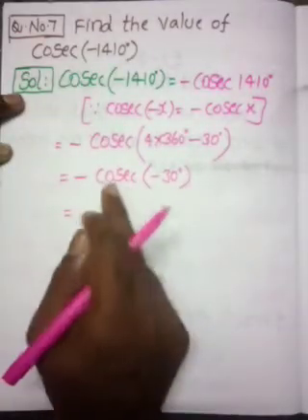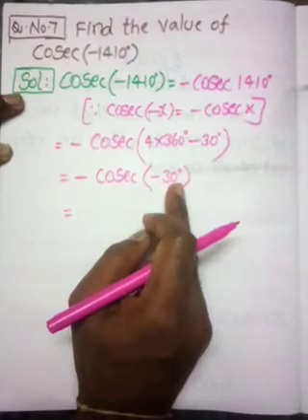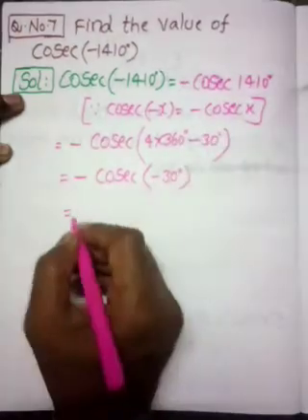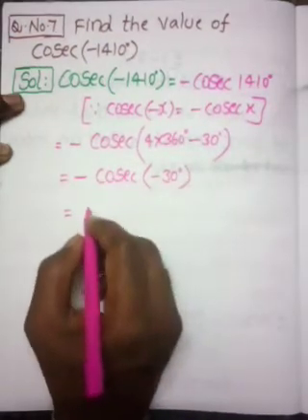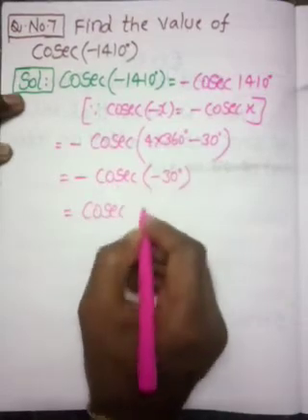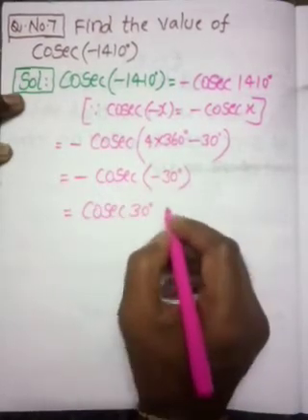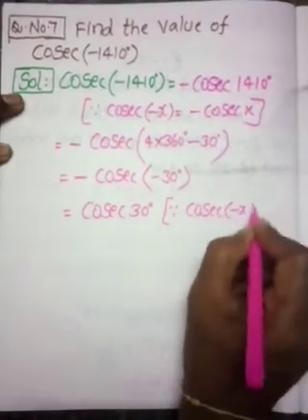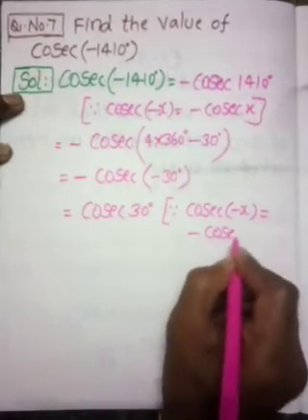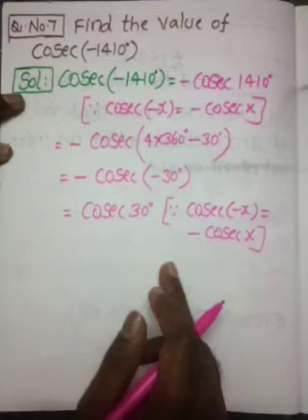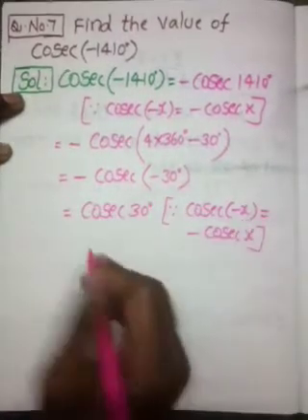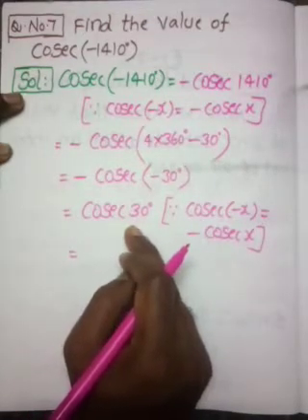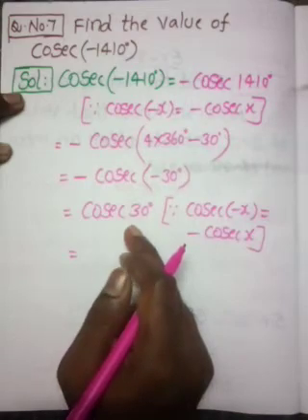Right. Again, it is in the form of cosecant of minus x. What will we get? Minus cosecant x. Previously we used that formula in this question itself. So minus of minus, what will we get here? Plus. So cosecant of 30 degrees. Same formula, because cosecant of minus x is equal to minus cosecant x. Understood this part, my children? Right. Now, what is the value of cosecant 30 degrees? Yes, it is the reciprocal of sine 30 degrees. So, 2.